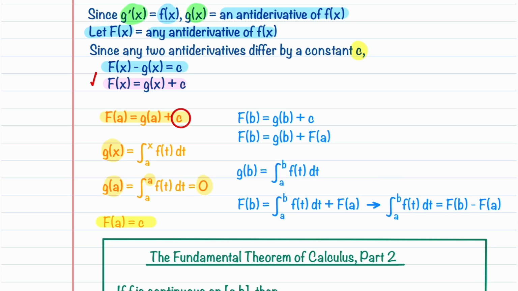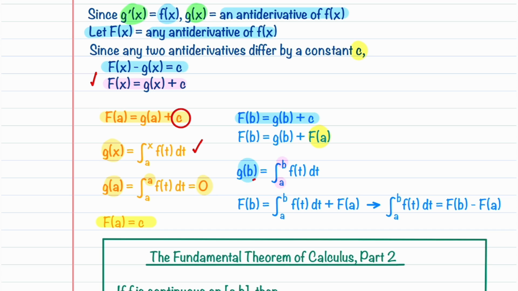Now what we're going to do is let x be equal to b. So let's come up here to the right, and we let x be equal to b, and we get capital F of b is g of b plus c. Now, we know what c is, and we can substitute in that c is capital F of a. Now let's look at this formula for our integral, and let x be equal to b. That gives us that g of b is the integral from a to b of f of t dt. Hang with me, we are almost done.